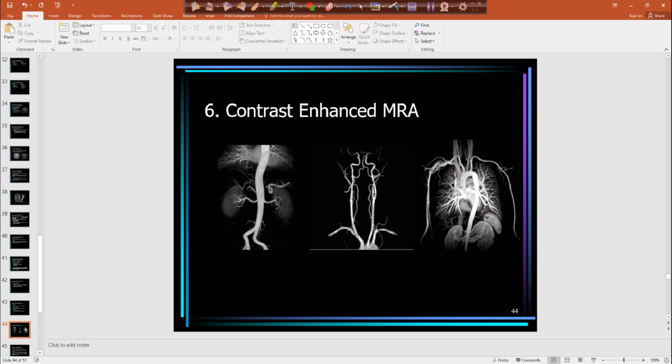So here's the abdominal aorta. Here we've got the carotids. Here is the candy cane projection of the thoracic aorta going out to your subclavian arteries.